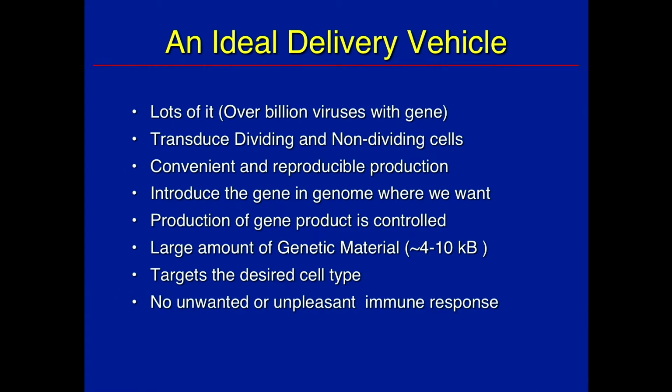We would like to have large genetic material in it, 4 to 10 kb. We would like to have a target, a desired cell type, so that if we want to put the vector in, it should go in the liver or in the brain. So it'll be nice to have that. And finally, we wanted to have no unwanted or unpleasant immune responses.